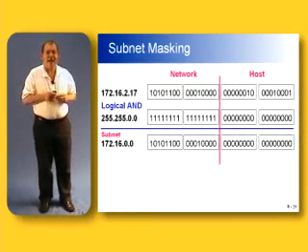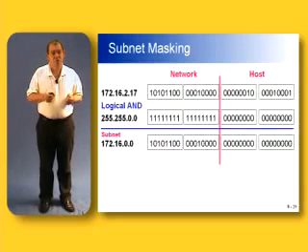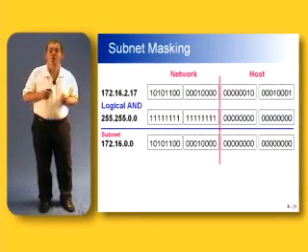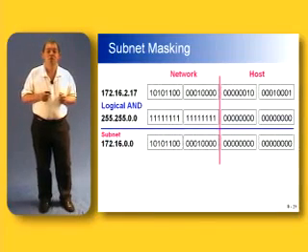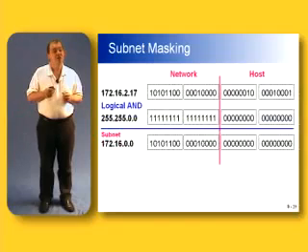So first octet, 1 and 1 is 1. 0 and 1 is 0. 1 and 1 is 1. 0 and 1 is 0. 1 and 1 is 1. 1 and 1 is 1. 0 and 1 is 0. 0 and 1 is 0. 0 and 1 is 0. 0 and 1 is 0. 0 and 1 is 0. 1 and 1 is 1. 0 and 1 is 0. 0 and 1 is 0. 0 and 1 is 0. And 0 and 1 is 0.